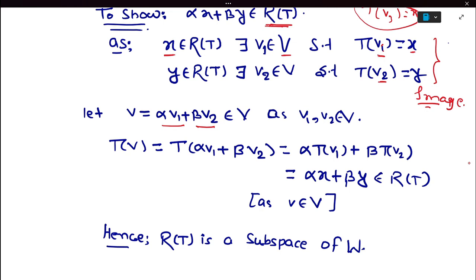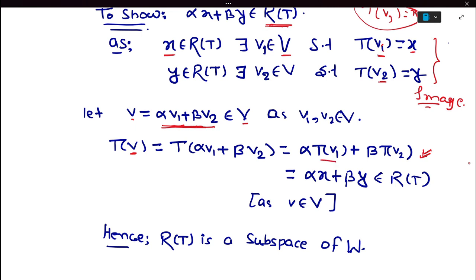Since v1 is in the capital V vector space, and v2 is also in vector space V, their linear combination will also be in V. So it means v is in V. Now, if you find the image of this element, what will it be? Since T is a linear transformation, alpha will come out of T of v1, and because of linearity, it will be alpha T of v1 plus beta T of v2. This is because of linearity.